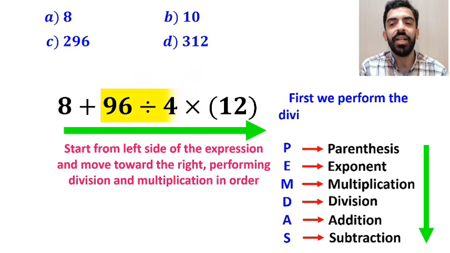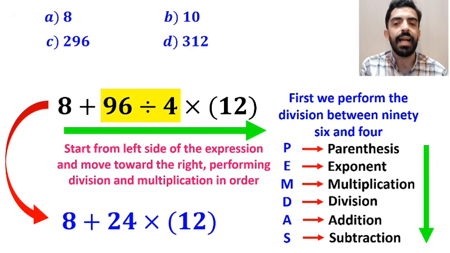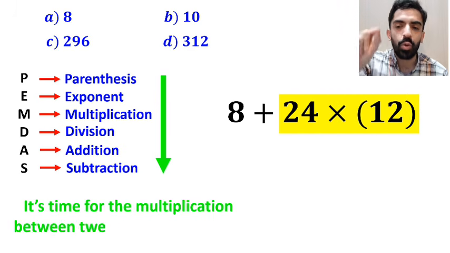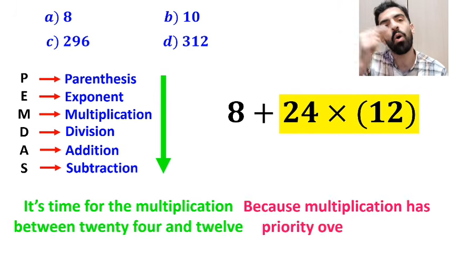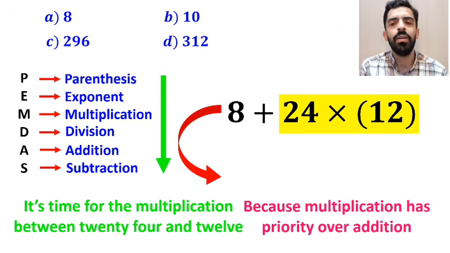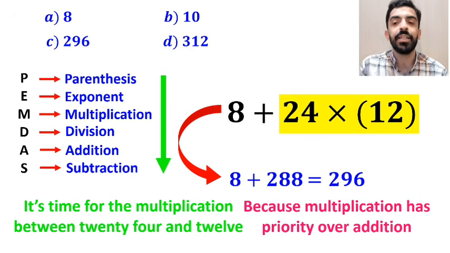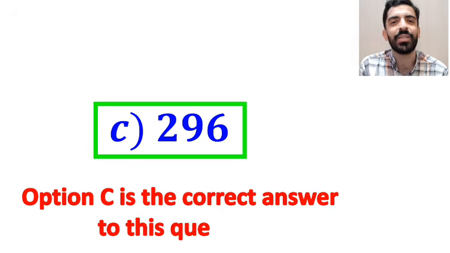So, first we perform the division between 96 and 4, which simplifies this expression to 8 + 24 × 12. The next step, it's time for the multiplication between 24 and 12, because multiplication has priority over addition. So, instead of this expression, we can write 8 + 288, which ultimately gives us the answer 296. That's great. Option C is the correct answer to this question.